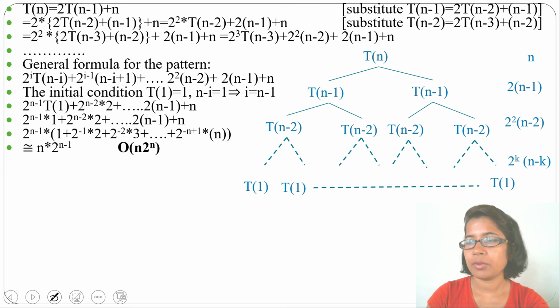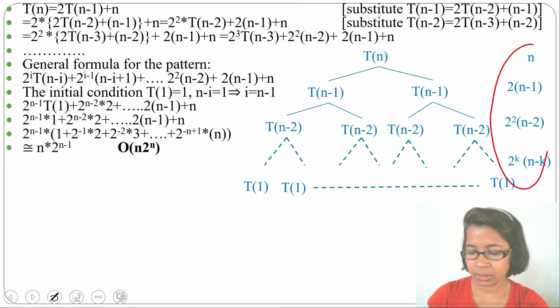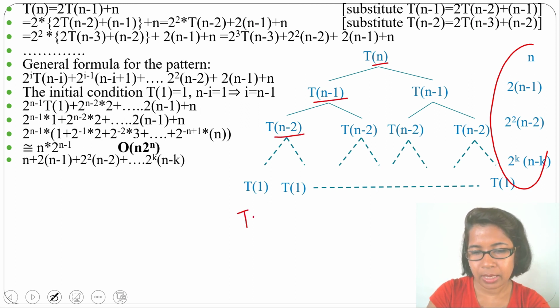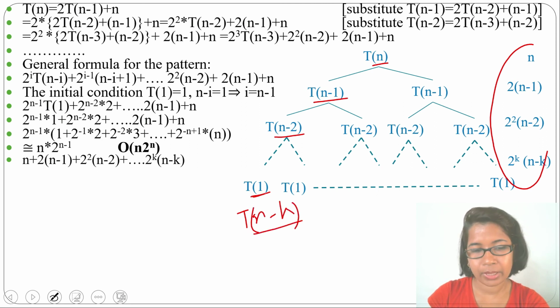Now running time will be addition of all these. So it will be n plus 2 multiplication n minus 1 plus 2 square multiplication n minus 2 up to 2 power k n minus k. So here you can mark a pattern n, n minus 1, n minus 2. Just assume this as T of n minus k. T of n minus k equals 1. So k value will be n minus 1.